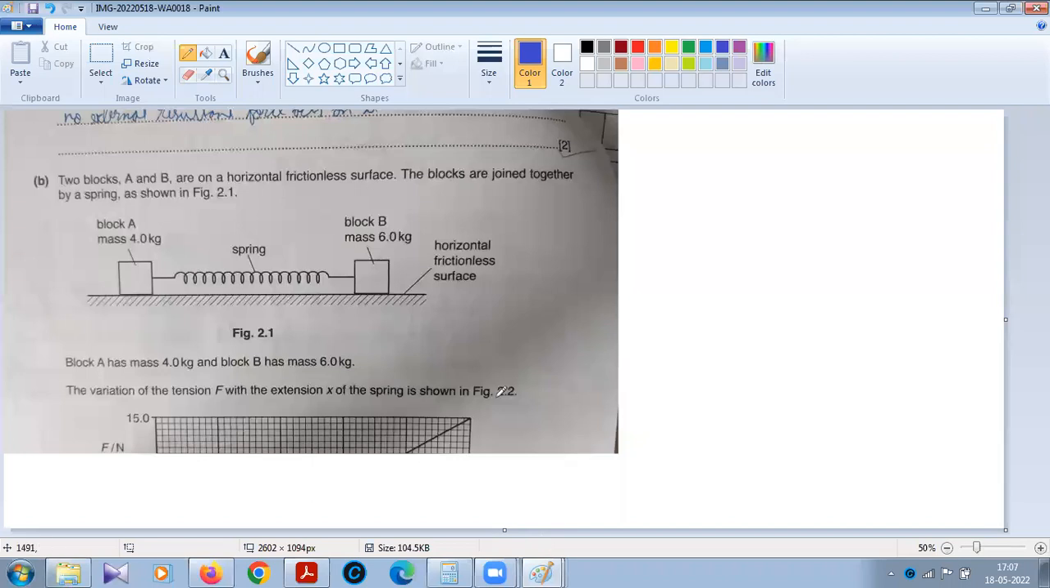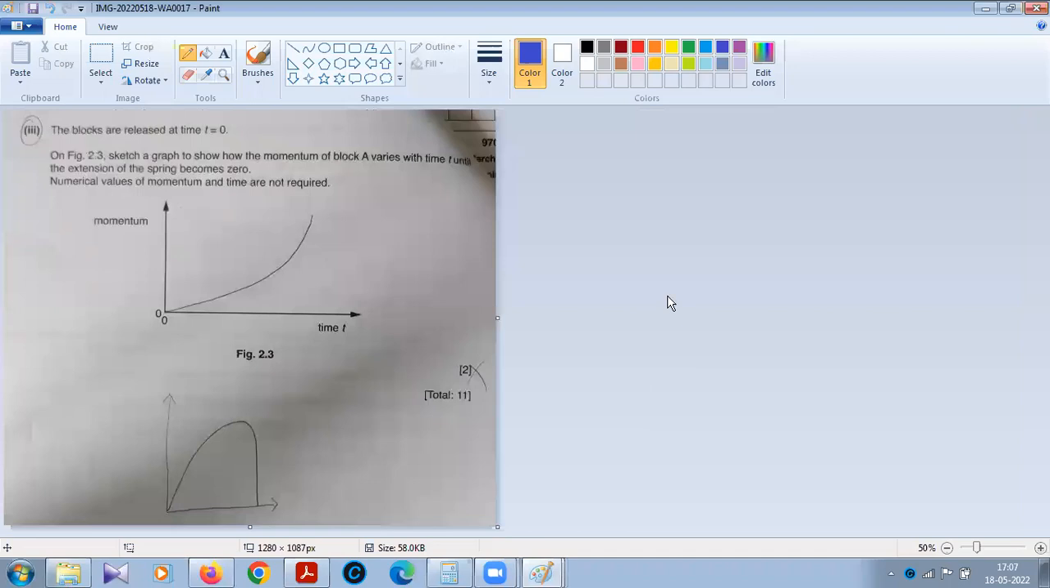Okay, so force is increasing, extension is also increasing. That is obvious also. The blocks are released at t equal to 0. On figure 2.3, sketch a graph to show how the momentum of block A varies with time t until the extension of the spring becomes 0. In figure 2.3, time versus momentum is given.